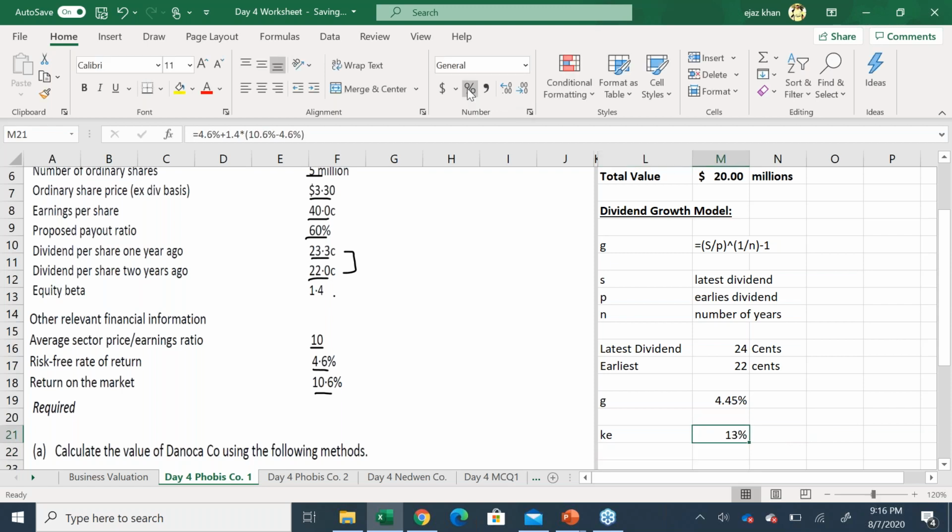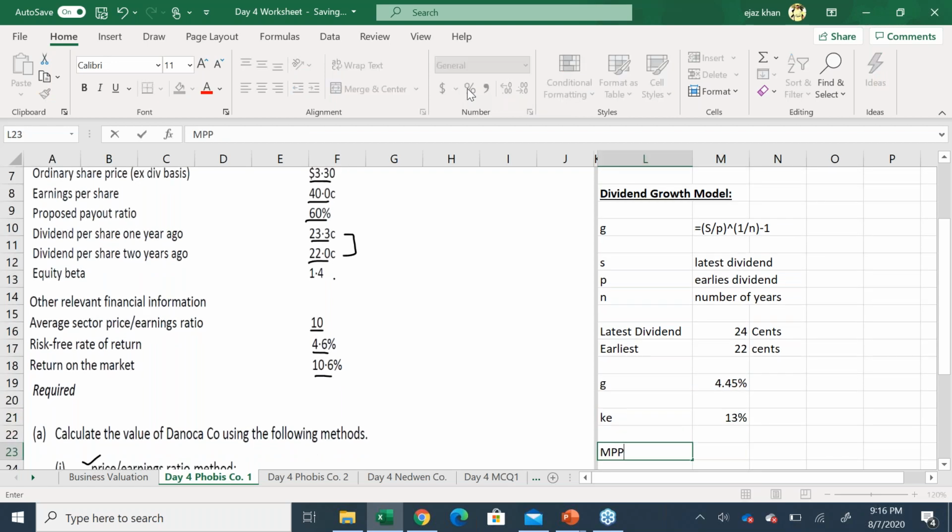So let's change the format. The cost of equity is 13%. Now let's calculate the market price per share predicted by the dividend growth model. The latest dividend, the dividend that is just going to be paid, is 24, but this is not the next year's dividend. So we have to multiply it by 1 plus g to find the next year's dividend, divided by Ke minus g.